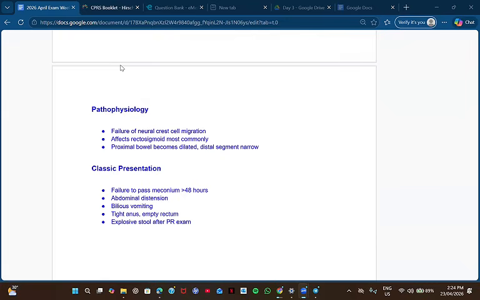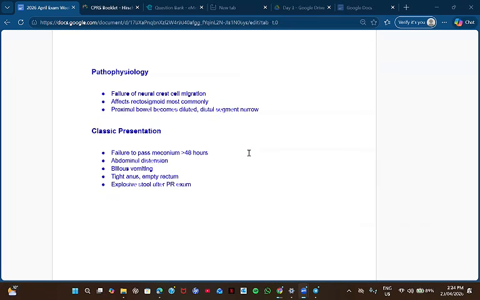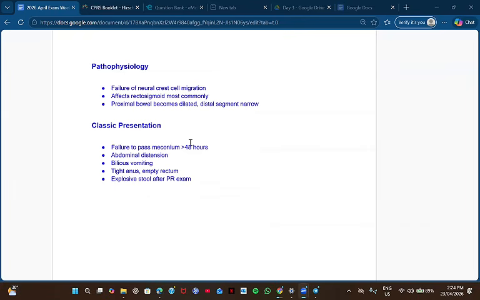So, pathophysiology: failure of neural crest cell migration, most commonly affecting the rectosigmoid, right? Then the proximal bowel becomes dilated and the distal segment becomes narrow, right? Classic presentation is usually failure to pass meconium for more than 48 hours. That's what I told. If it is more than 48 hours, the suspicion of Hirschsprung disease is very high, right?